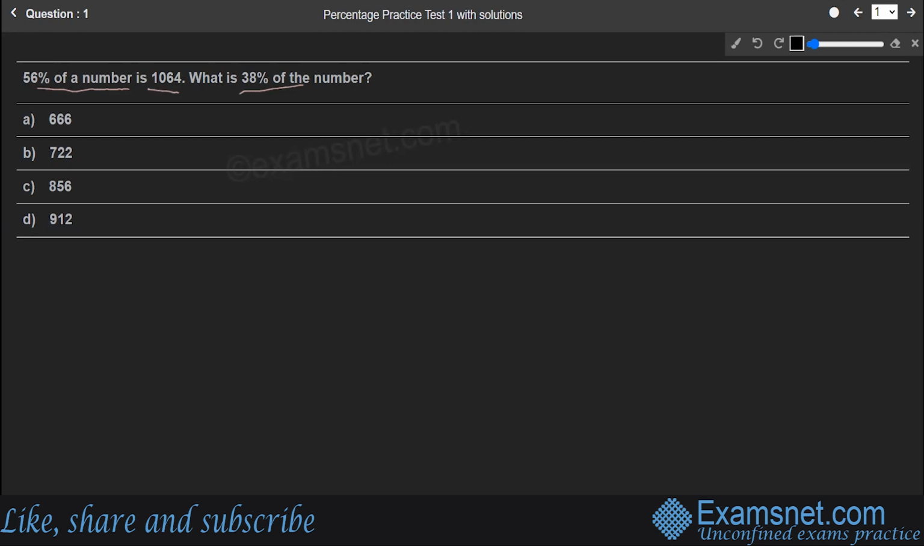Okay, so the first thing he says, 56% of a number is 1064. We're going to assume, let the number be x. Now the first thing he says, 56% of the number is 1064. How do we calculate 56% of a number? It is going to be 56 by 100 into x. This is how we calculate 56% of a number. 56 by 100 into x. He says this is equal to 1064. So this is the expression we have.